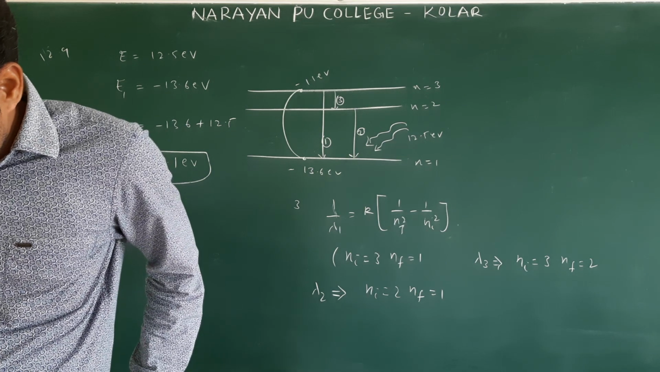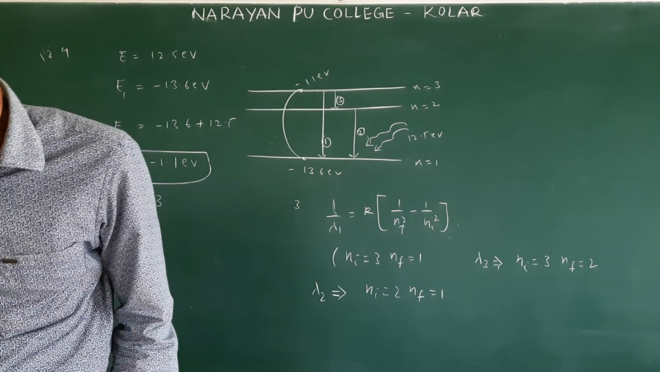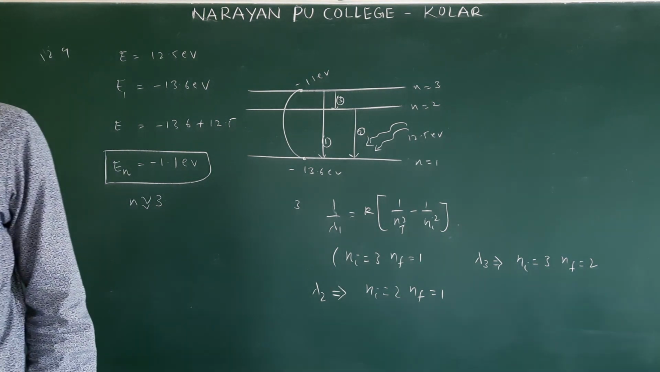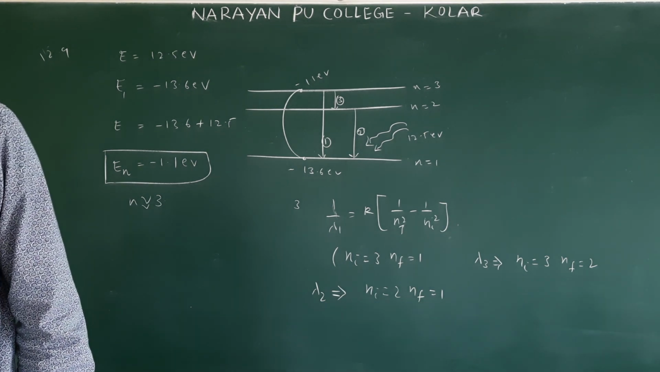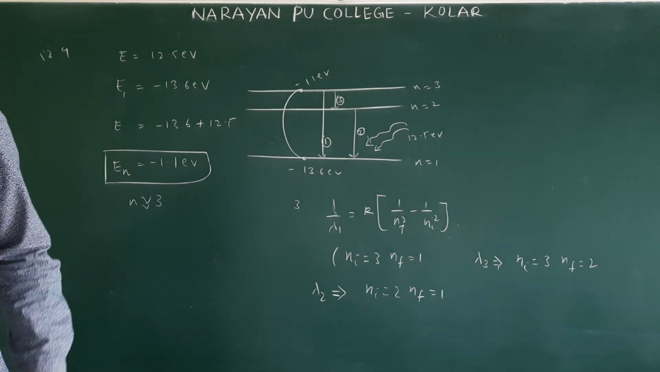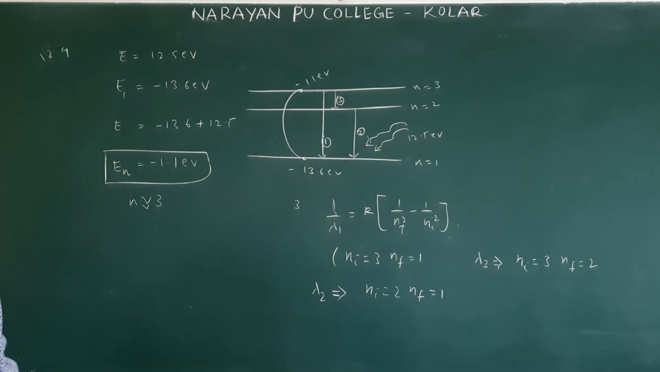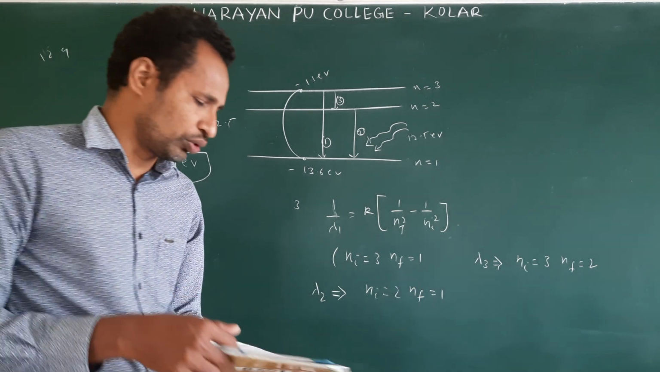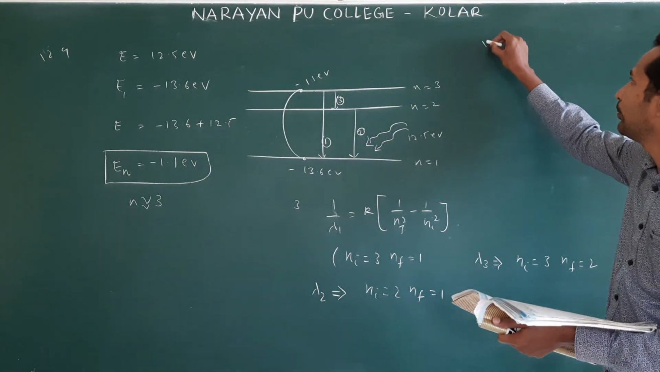In accordance with the Bohr model, find the quantum number that characterizes the Earth's revolution around the Sun in an orbit of radius 1.5 into 10 power 11 meter with the orbital speed 3 into 10 power 4 meter per second. Mass of the Earth 6 into 10 power 24 kg. So according to Bohr's model, they are asking the orbital quantum number, nothing but n: 1, 2, 3, 4. Okay. This is the last problem.